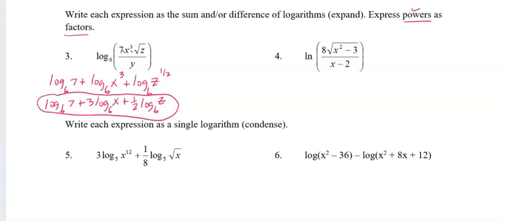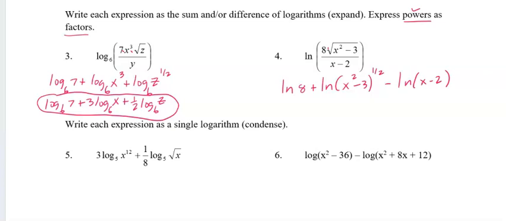All right, so the same thing here. I'm multiplying these two together, so I'm going to break these up as the sum of 2 different logs. And we need to rewrite the square root of x squared minus 3 as x squared minus 3 raised to the 1/2 power. And since I'm dividing, I'll be subtracting natural log x minus 2.